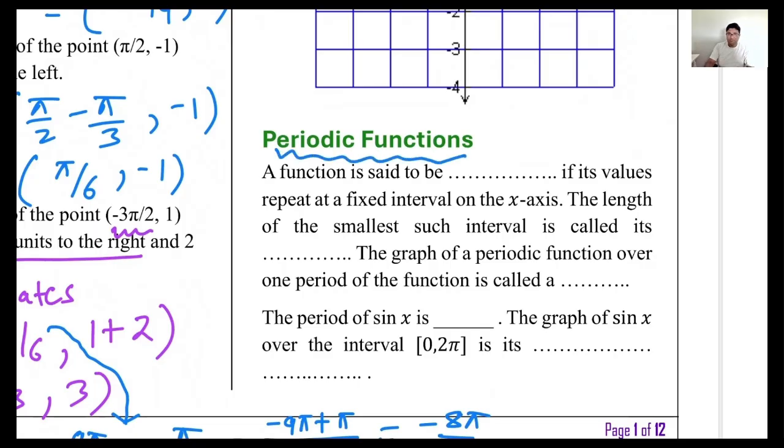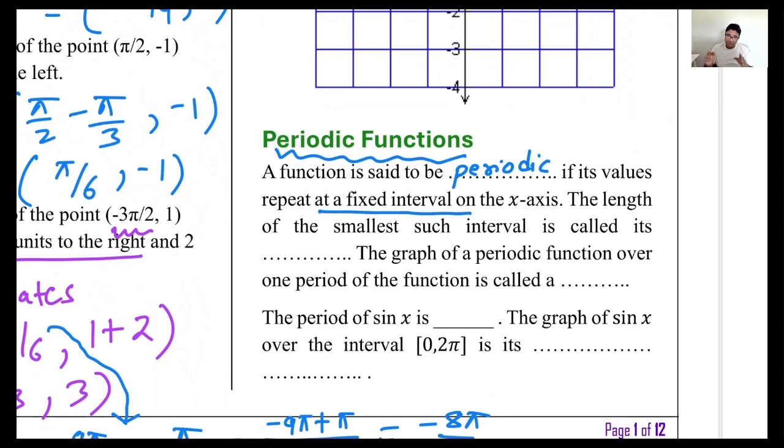Periodic functions. The sine graph, as you can see, is a periodic function. A function is said to be periodic if its values repeat at a fixed interval on the x-axis. Okay, this is important. The values repeat at a fixed interval. So it cannot be random or it cannot change. After that length of interval, the same value should occur again and again and again. Correct. Both on the left and right.